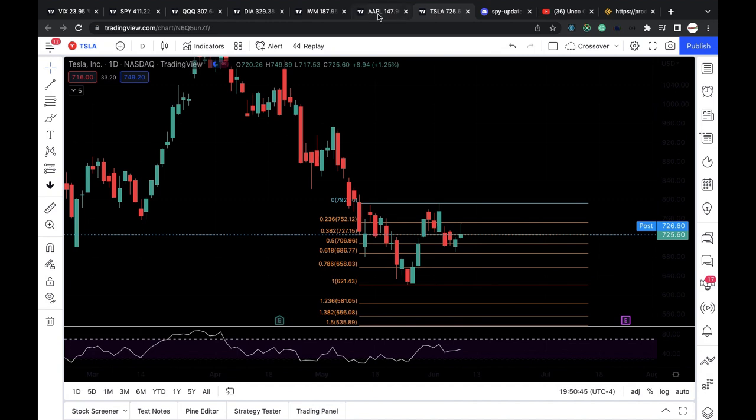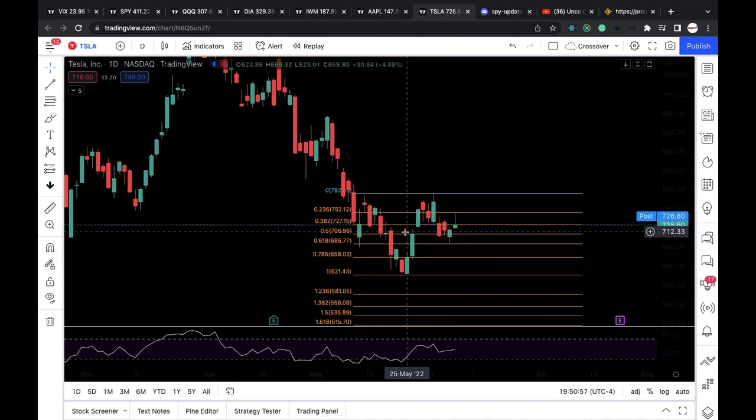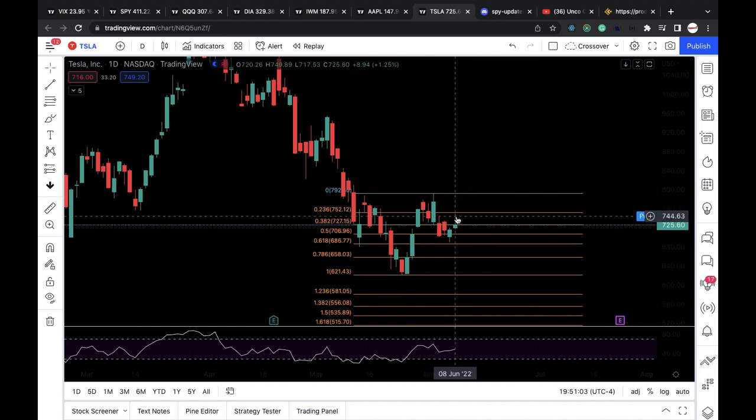Here is Tesla. And I'm also doing something similar to what I did with Apple. I got my fib levels from the May 24th low up to the June 2nd high. Today we almost tested that 23.6 retracement level around 752, but Tesla did close, let me see, it closed at 725.6. So I had a 38.2 retracement level around 727.